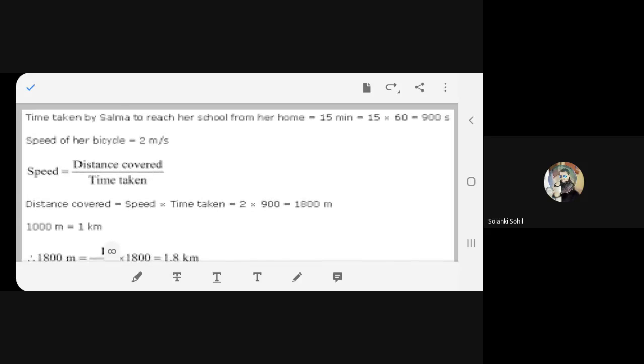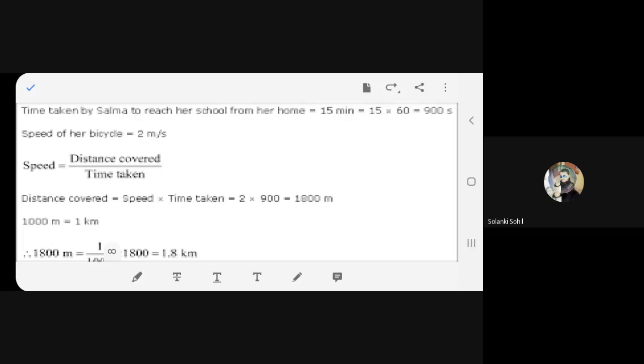Let's do one numerical. Please begin with it. Time taken by Salma to reach her school from her home equals 15 minutes. Should I explain better? Let me explain. So, Salma is going to school. Now it takes her 15 minutes. How much time does it take, beta?